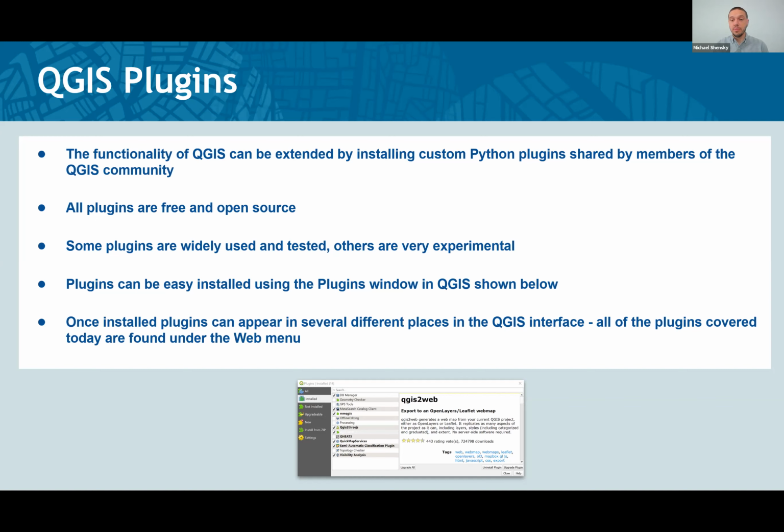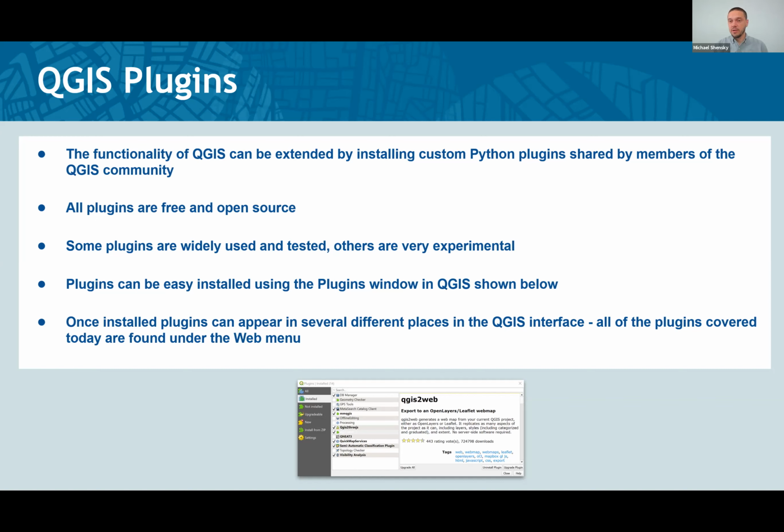Plugins can be installed using the plugins window in QGIS, which is shown below here. And once they're installed, they can appear in several different places in the QGIS interface. So for me, it's always a bit of a challenge. After you install a plugin, where did it go within the QGIS application? Which menu do you click on to access it? Sometimes a button will show up in a toolbar, sometimes it will not. You have to go to a specific menu and go to the drop down to find it. So that's, I'd say, probably the most frustrating aspect of using plugins in QGIS, is you don't always know where it's going to go. Fortunately, all of the plugins we'll be discussing today are all found in the same place.